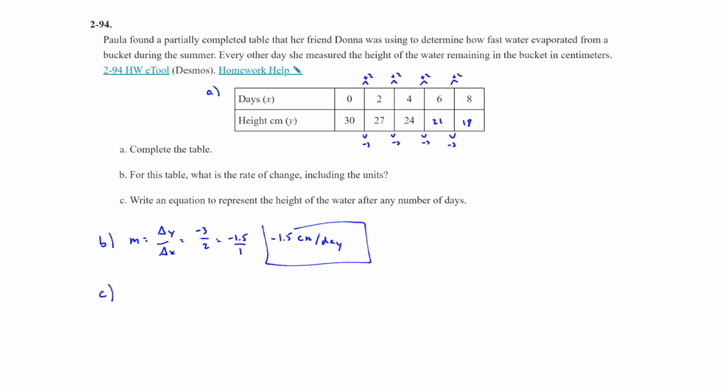On C, it wants us to write the equation. We have the initial in the table, which is 30, so we have enough to write an equation. So we have y equals negative 1.5x plus 30. And so that would represent your equation. Once again, your rate of change and your initial is what you need to write your equation.